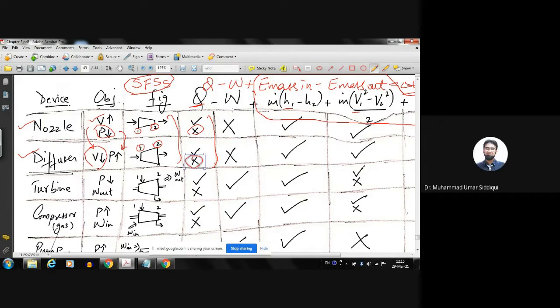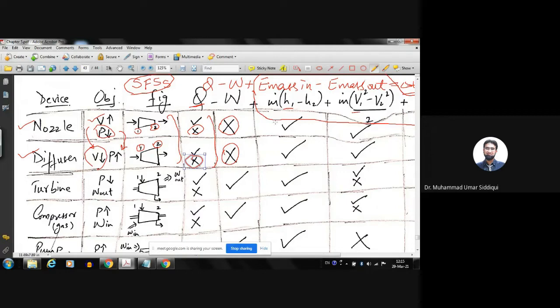Now let's talk about the next term, which is the work. For the case of nozzle and diffuser, they both are pipes, and since they are pipes, we consider them as having fixed boundaries. Since they have fixed boundaries, there is no work going in or out of them. Work is not neglected, it's zero. There is no work done on them, and no work done by them. So W will be zero for them.